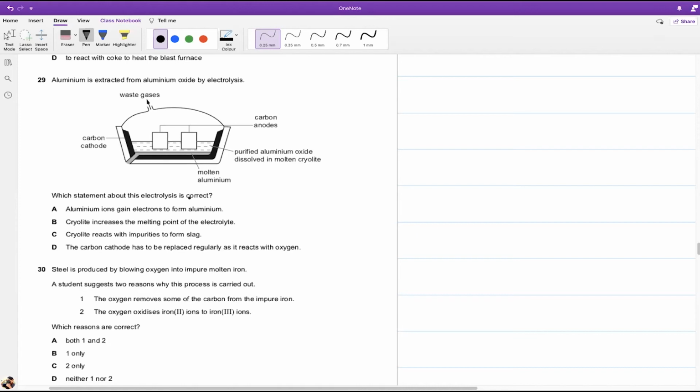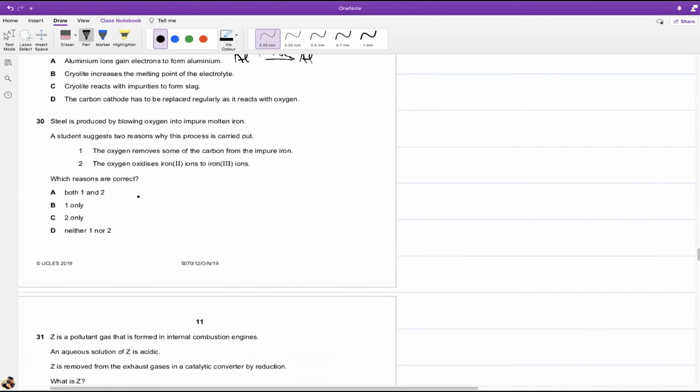So which statement about this electrolysis is correct? Aluminium ions, which are Al3+, by the way, gain electrons to form aluminium. Obviously they do. How do you get this? You add 3 electrons. So yeah, this is true. Cryolite increases the melting point. Wrong. Cryolite reacts. No. Carbon cathode has to be replaced. Carbon anode is the one that has to be replaced, this one, not the cathode one. It has even been labelled.